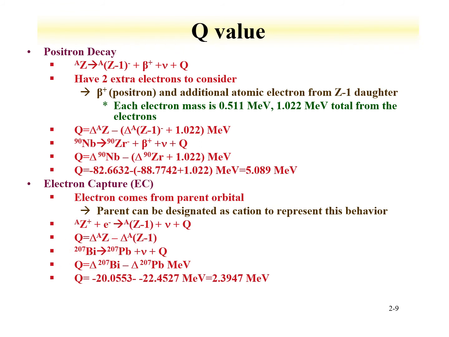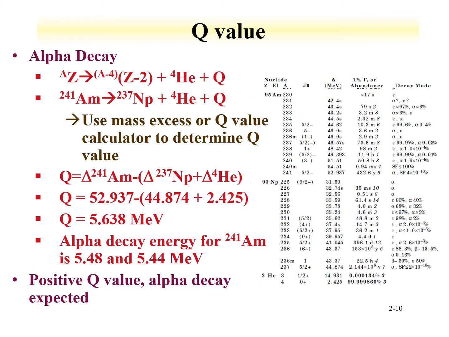So let's look at the electron capture of bismuth-207 to lead-207. Again, that's moving down the periodic table. We can negate and ignore the neutrino. The Q value is listed here, so we just need to get the mass excess for these isotopes. We obtain the mass excess for these isotopes. We run the equation, and we get that electron capture of bismuth-207 is 2.3947 MeV.